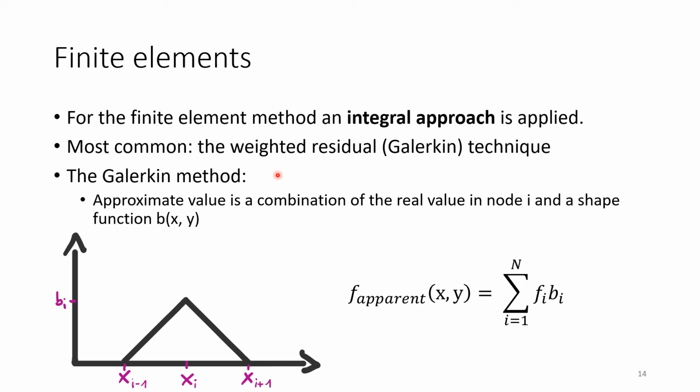The most usual one is the so-called Galerkin technique, which means you multiply your value with a weighting function. Of course, if I'm at my node position xi, this information in this node will be 100% my value at this point. But the further I go away, the influence of this information will decrease and the information of the neighboring point will increase.